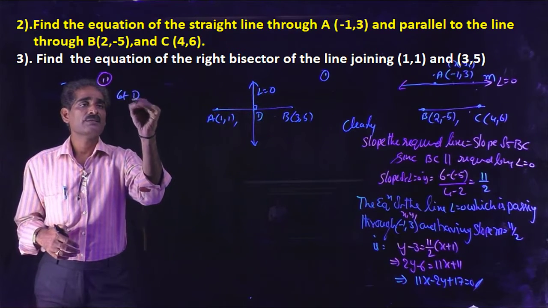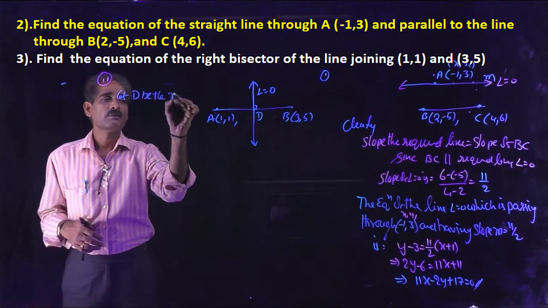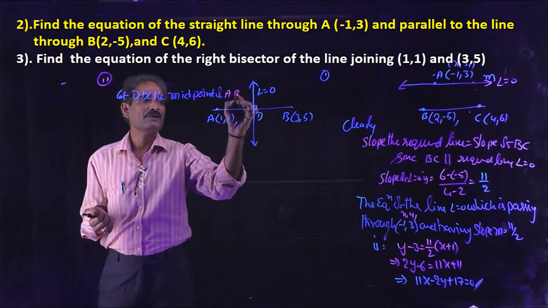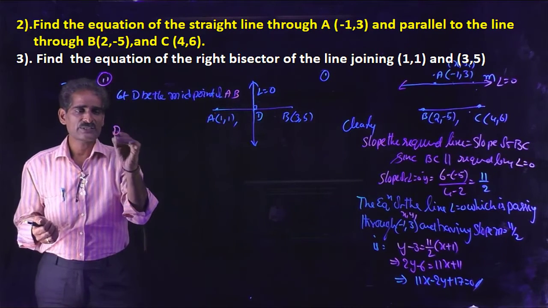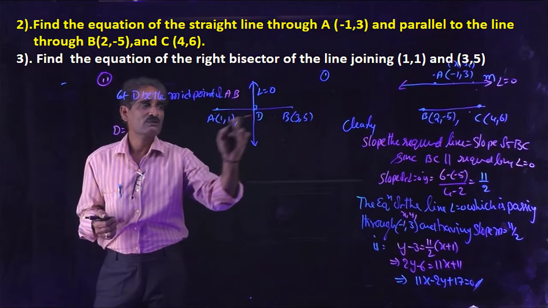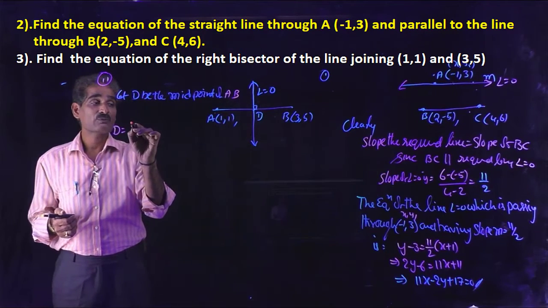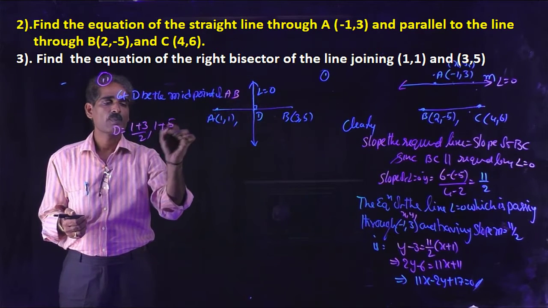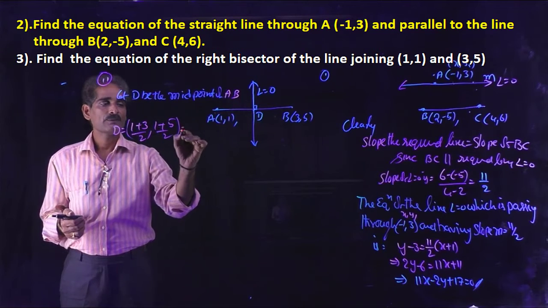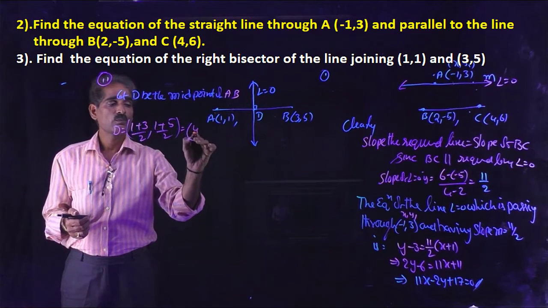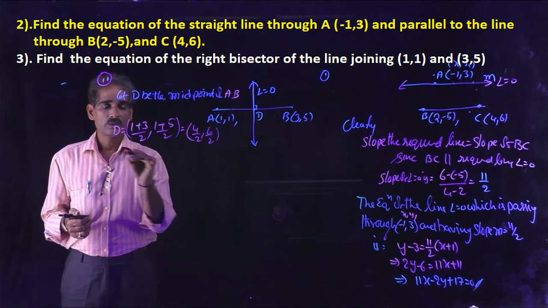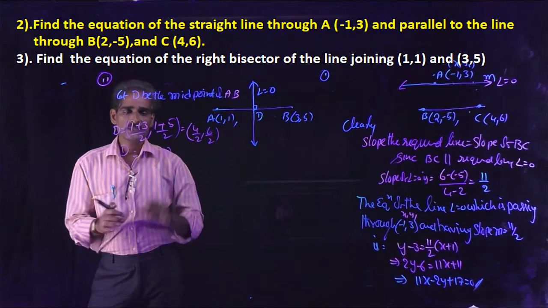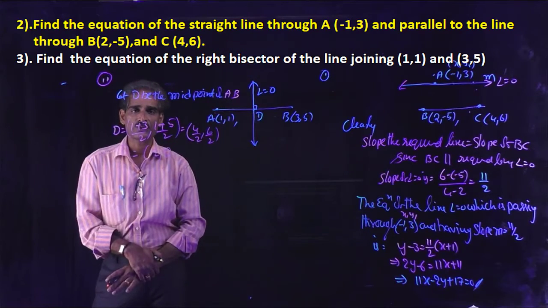Let D be the midpoint of AB. D is equal to, what is the midpoint formula? x1 plus x2 by 2, comma y1 plus y2 by 2. That is equal to 4 by 2, comma 6 by 2. So D is equal to 2, 3. Clearly this point lies on the required line L equal to 0.